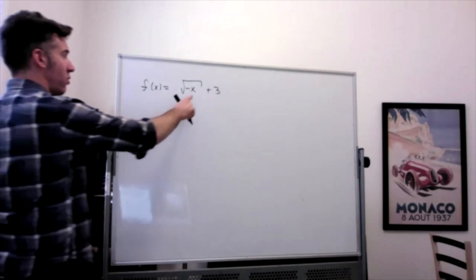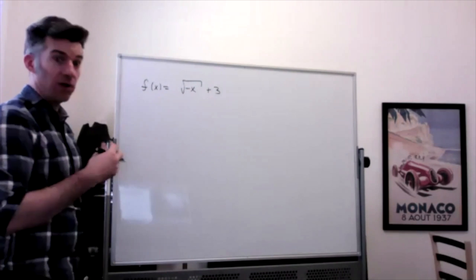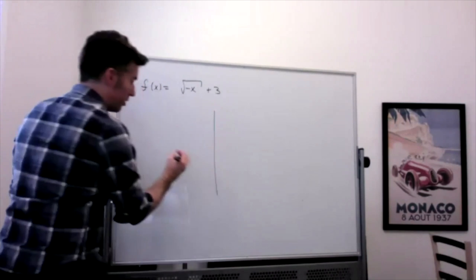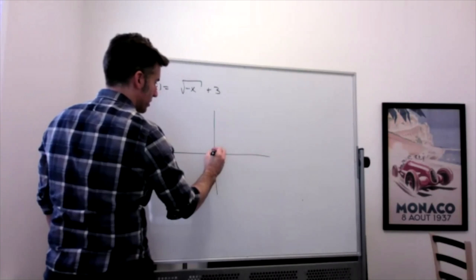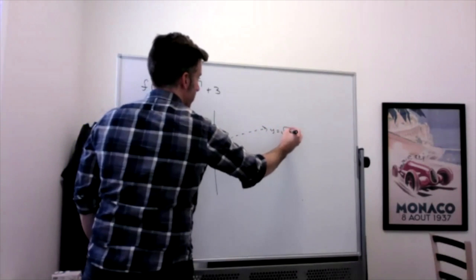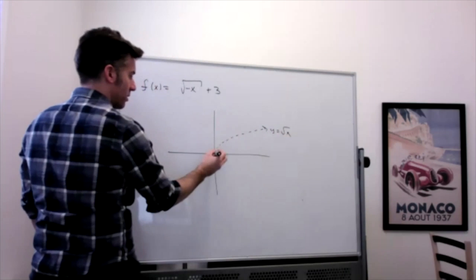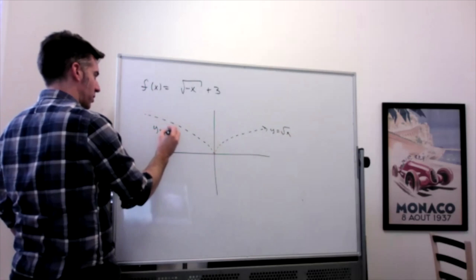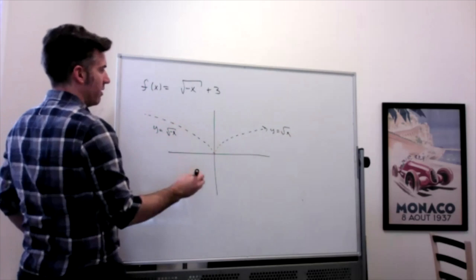So this one's going to have a horizontal reflection across the y-axis, and then we're going to add 3. So normally, we would start with this. Right, there's your y equal to the square root of x. And then we're going to flip it. So it's going to look like that. There's y equal to the square root of negative x. And then I'm going to add 3.